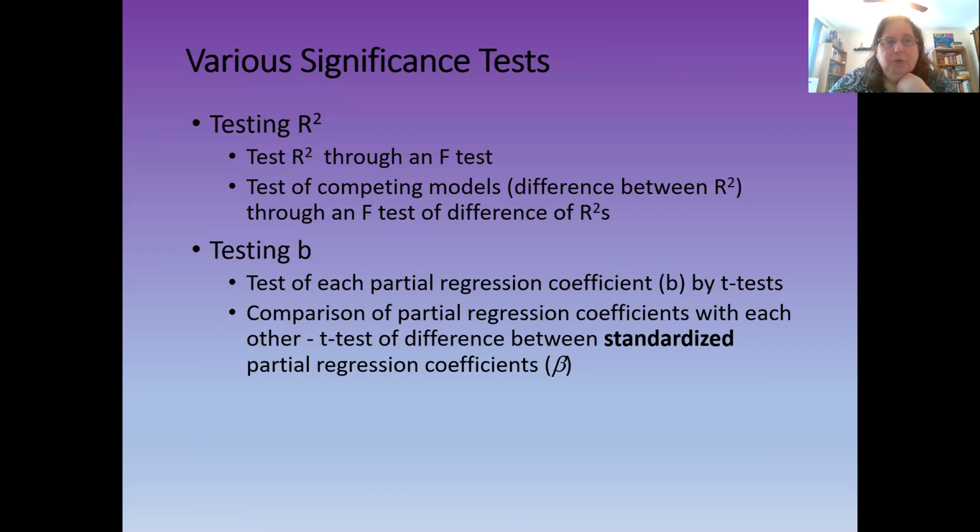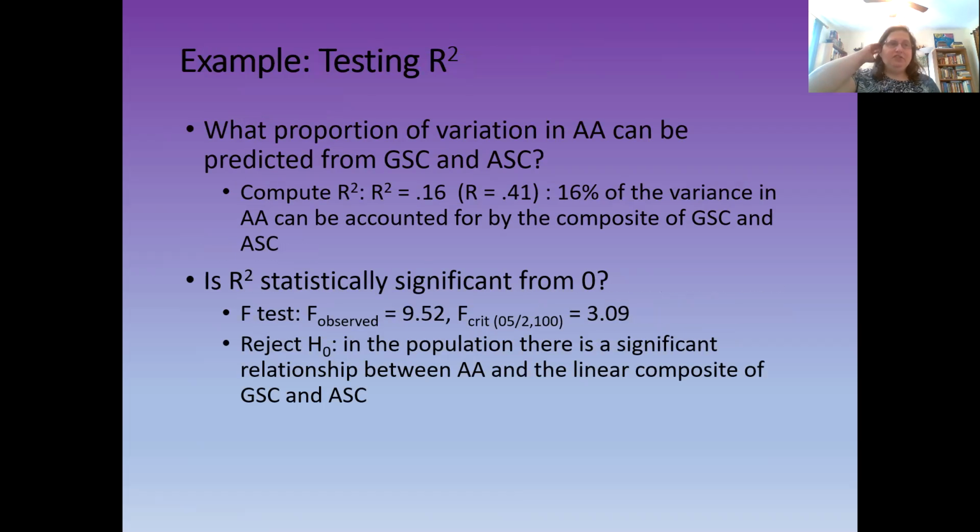And then testing our B's. Well, we can test each partial regression coefficient by t-tests. And we're going to compare partial regression coefficients with each other through the t-test of difference between standardized partial regression coefficients. Okay, so we'll see how all this looks. So if it doesn't make a lot of sense yet, that's okay. We're going to go through and you're going to see how it makes more sense. Okay. So let's start off by talking about testing R-squared.